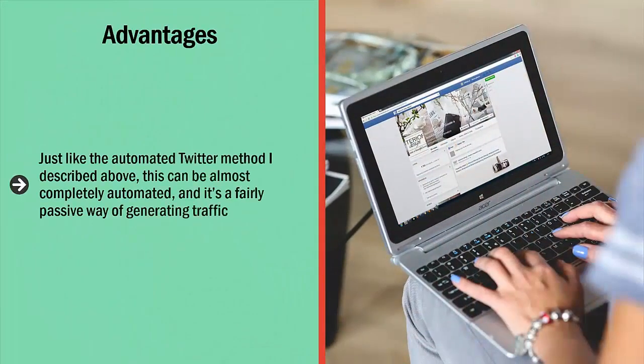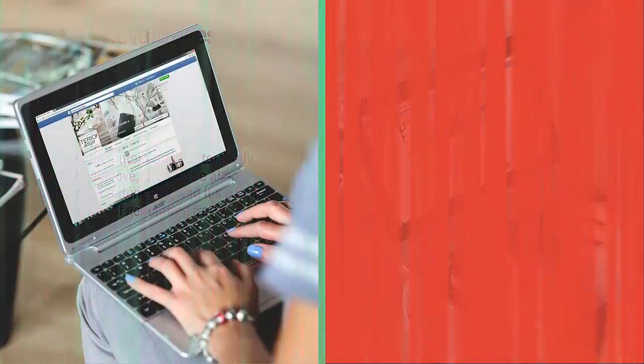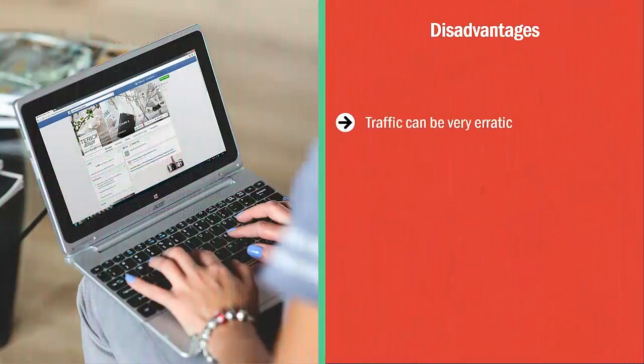Advantages. Just like the automated Twitter method I described above, this can be almost completely automated, and it's a fairly passive way of generating traffic. Disadvantages. Traffic can be very erratic. On some days, you can get quite a bit of traffic because you shared really high-quality content. On other days, people might not be all that responsive.